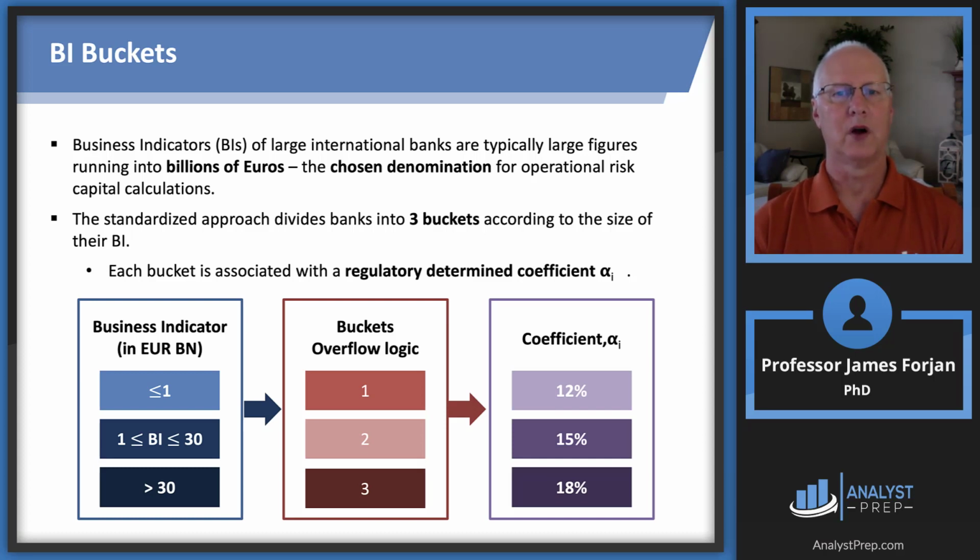Now let's go ahead and talk about these buckets. The buckets are defined based on size. All right, so look down on the left-hand column there. If we have a business indicator equal to or less than $1 billion, we throw that into bucket 1. If it's between 1 and 30 billion, then we throw that into bucket 2. And if it's in excess of 30 billion, then we throw that into bucket 3. Look on the far right column, there are the marginal coefficients that are given to us by the regulators: 12, 15, and 18. Those are probably fairly easy to memorize.